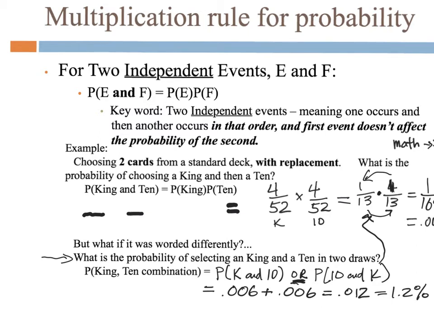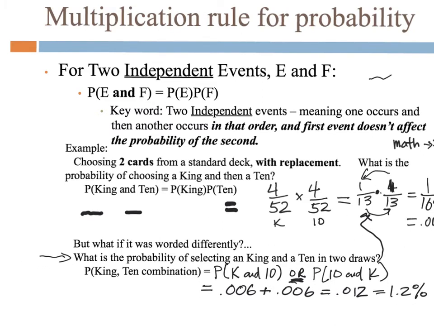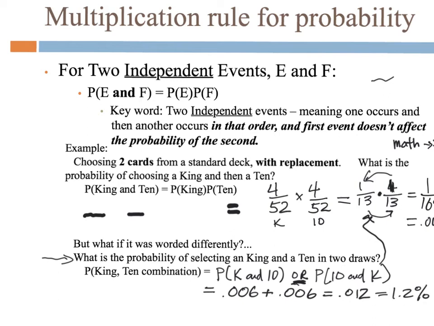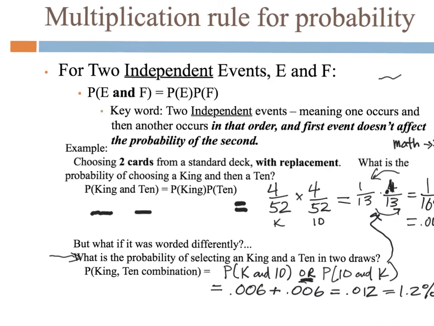So as you see, reading the question very carefully is extremely important, because sometimes the order is not important, and so therefore if it isn't, we have to figure out each path in which it could happen.